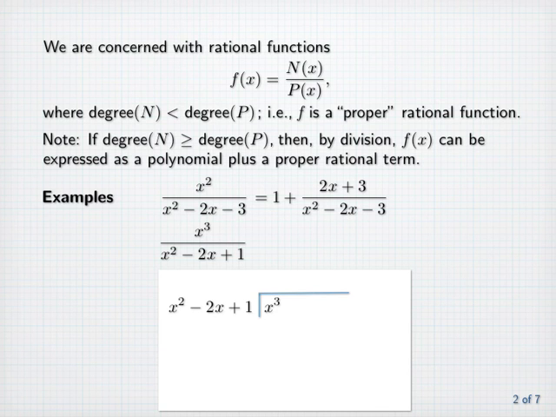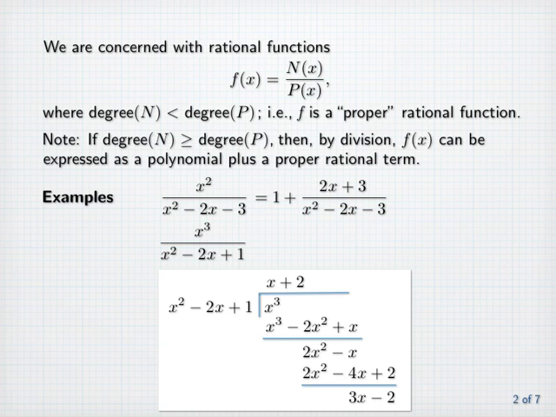X squared goes into x cubed x times. Then we multiply x by the divisor, and then subtract, and we get 2 times x squared minus x. Now we take another step. X squared goes into 2x squared 2 times. We multiply by 2 and subtract, and now we have a remainder of 3x minus 2.